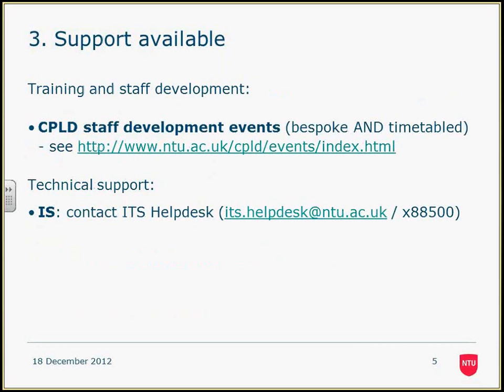CPLD do a range of activities around CBA. Best thing to do is just check the CPLD website to see what events are coming up. They've got a new, recently redesigned course on CBA, I think in 2 parts, which is very, very good. It's also worth mentioning they do bespoke as well as regular standard timetable support, so they can put something together for you if you're a course team or other group. Finally, technical support: if there's anything wrong with the NOW assessment tools or any bit of technology you're using in relation to CBA, ITS help desk, its.helpdesk at NTU, or extension 88500 should be able to help you.